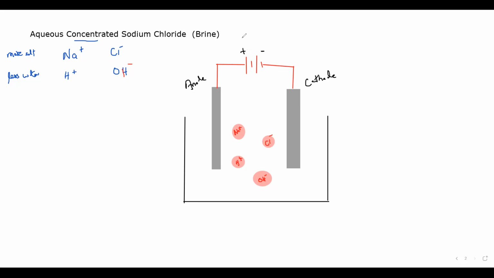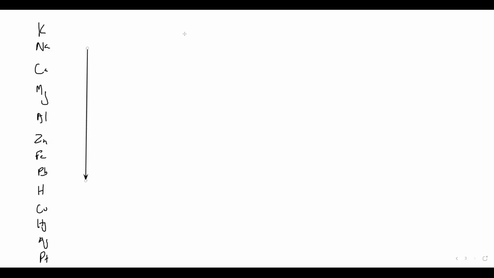So cathode will attract the positive ions. Sodium and hydrogen both are attracted, but which ion will discharge? For positive ions, always the less reactive. For that you have to recall the reactivity series. According to the reactivity series we have potassium, sodium, calcium, magnesium, aluminum, zinc, iron, lead, hydrogen, copper, mercury, silver, gold, and platinum. When we go down in this series, the reactivity decreases.